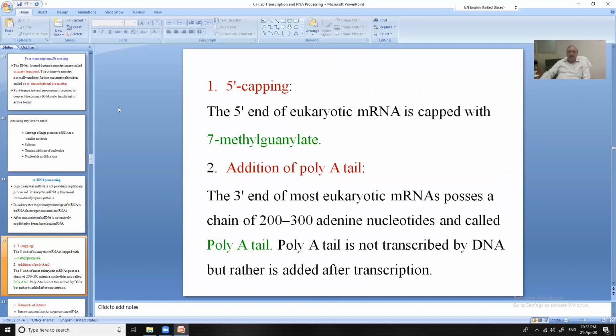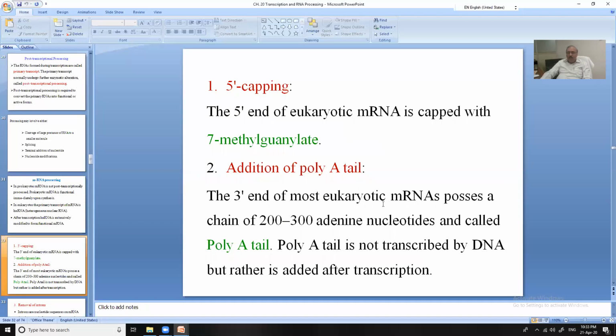These involve 5' capping. The 5' end of eukaryotic messenger RNA is capped with 7-methyl-guanylate. You will find a cap. The 5' end of eukaryotic messenger RNA is capped with 7-methyl-guanylate.